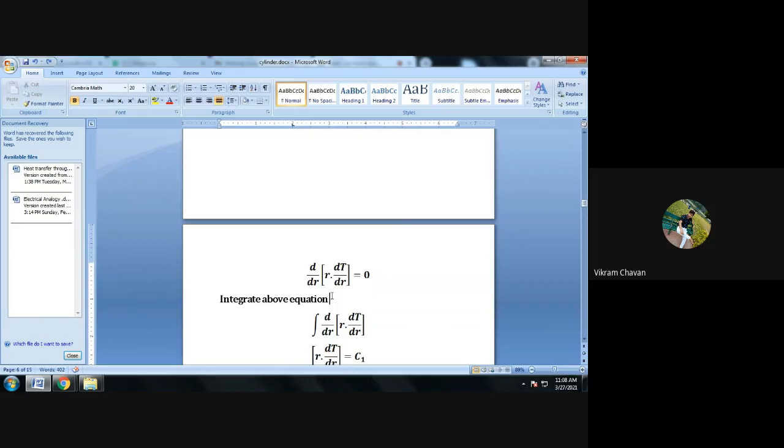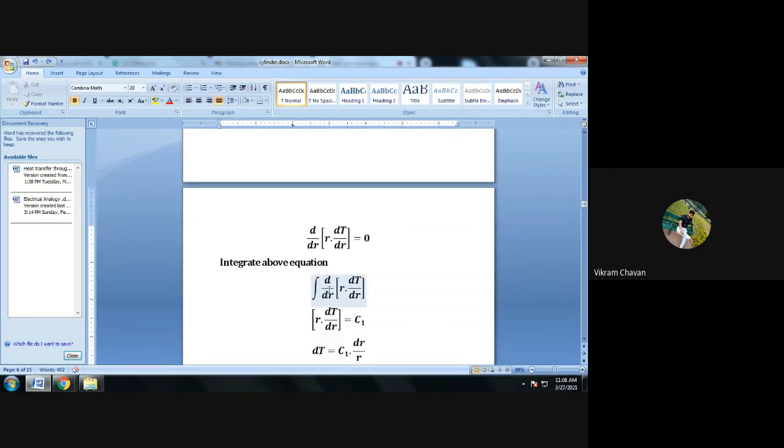So then further we have to integrate this equation. In the first integration, one differentiation will be cancelled by the integration. So the remaining part is only this particular bracket r multiplied by dt divided by dr, and we have to introduce one integration constant, that is nothing but c1. So we will get the equation as r multiplied by dt divided by dr is equal to c1.